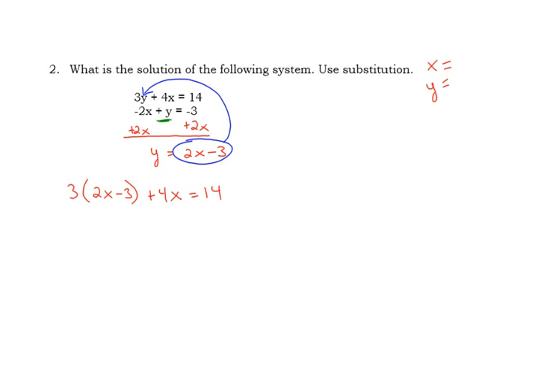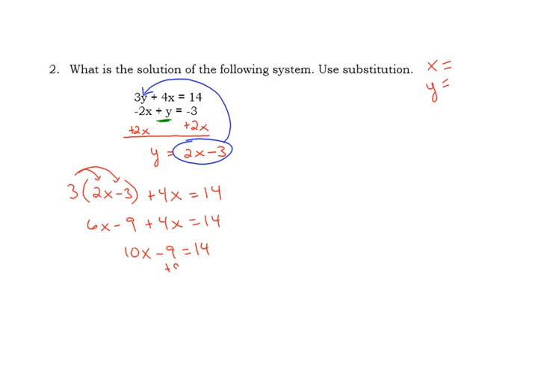Now the nice thing is that we have an equation with one variable, so we're going to go ahead and solve that. Use your distributive property. 3 times 2x is 6x. 3 times -3 is -9. Plus 4x equals 14. Combine your like terms. 10x minus 9 equals 14.